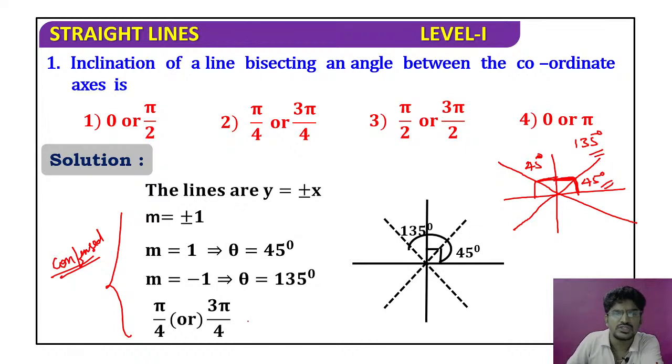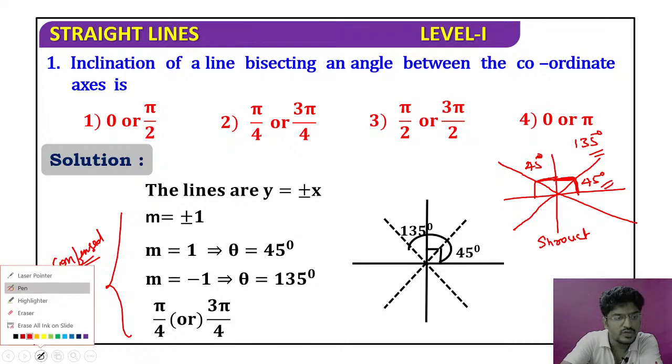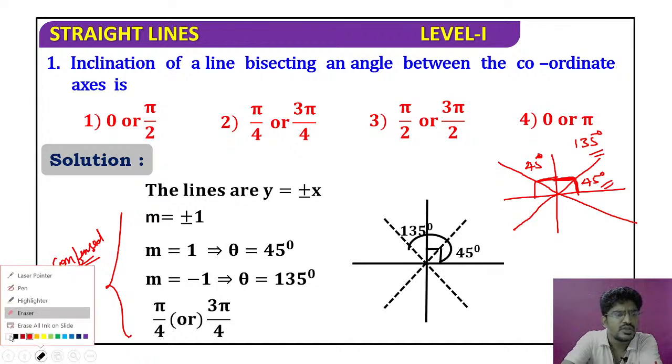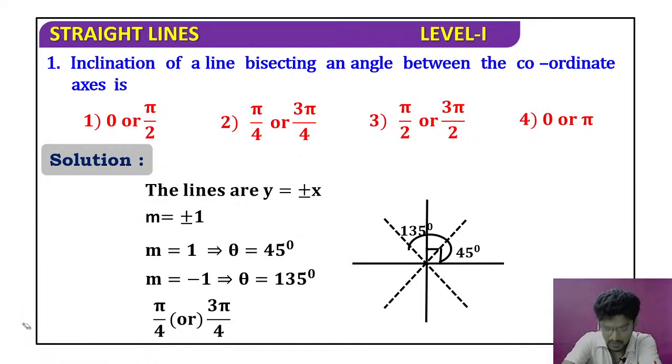If you go through this solution, it will be very lengthy. So in shortcut, I am telling this. This is the shortcut for you. So quickly reply me, all of you. Here the answer is pi by 4 and 3 pi by 4. Okay. So now we can go for our next problem.